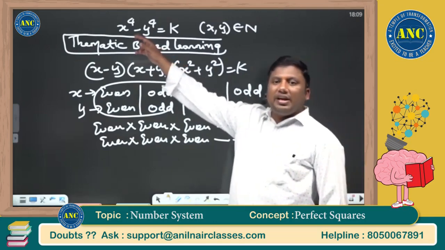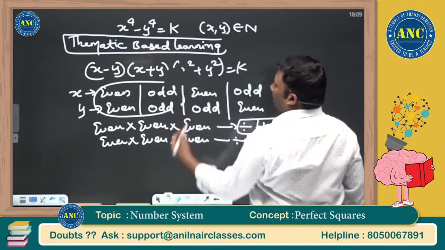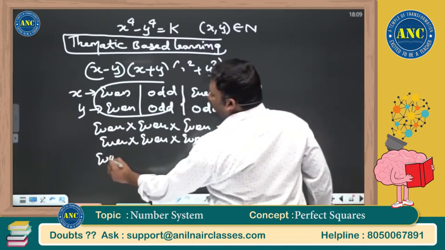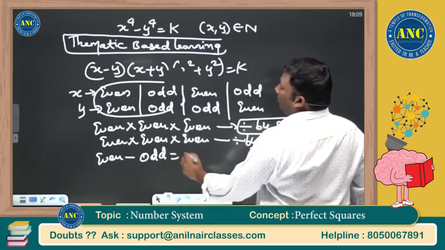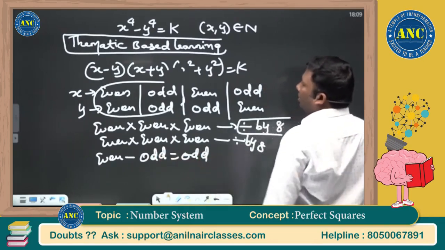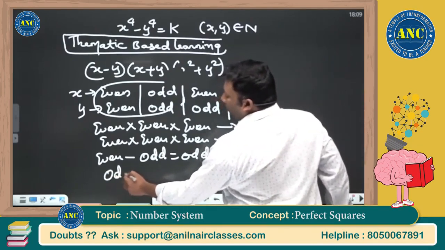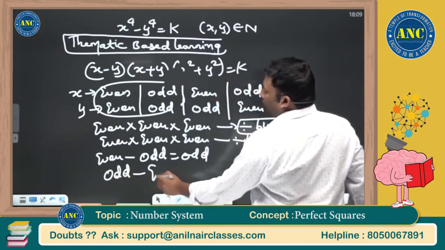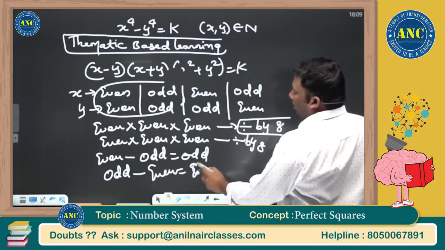You see the basic equation. Even power 4, even number power any number, it is an even number. Minus odd power any number, odd number. Even minus odd is an odd number. X is odd: odd power 4 is an odd number. Even power 4 is an even number. Odd minus even is an odd number.